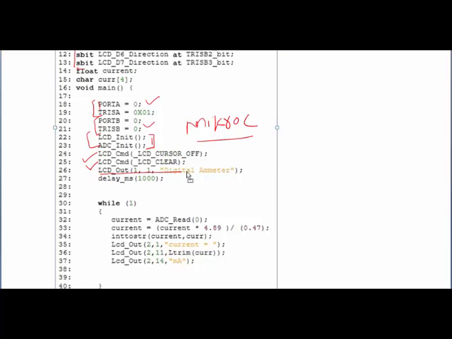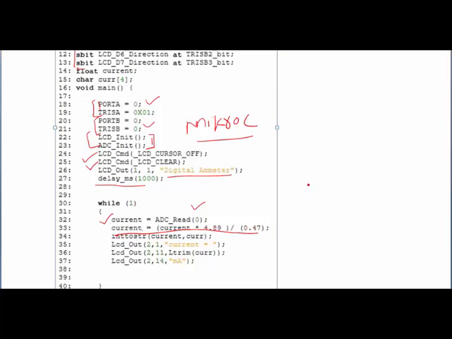Here we clear the LCD, we have turned off the cursor of the LCD, and now we are displaying digital ammeter on the first row of the LCD, and now we are using a delay function for 1 second. So here we are using a variable current to store the value of ADC which the microcontroller reads, and in this statement we are converting the measured voltage back into current.